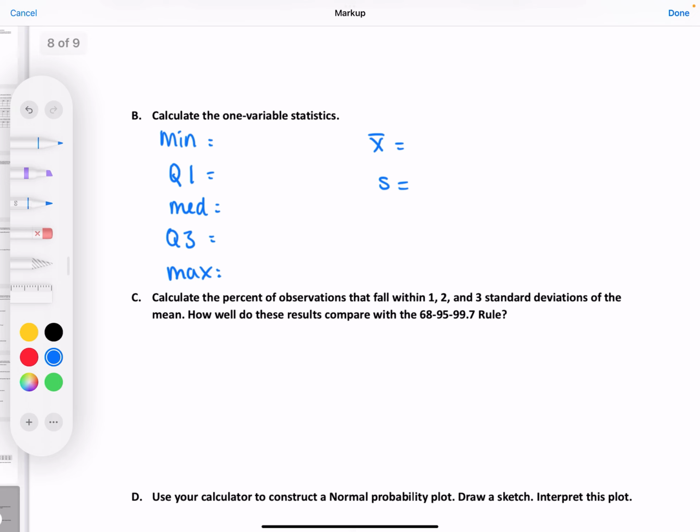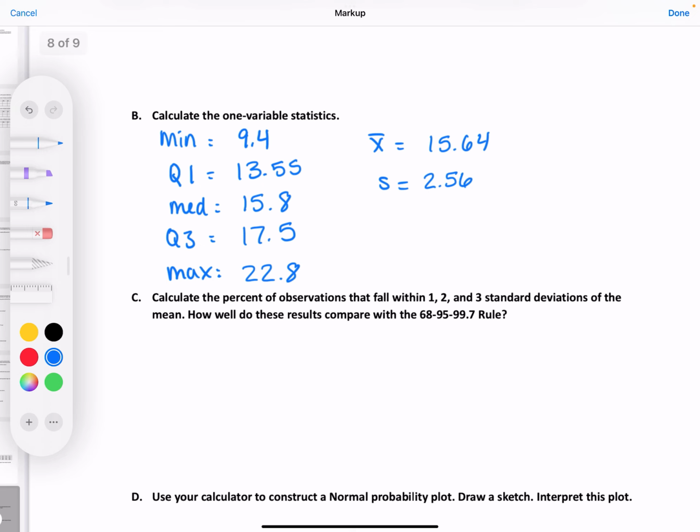The min is 9.4. Q1 is 13.55. Median is 15.8. Q3 is 17.5. Max is 22.8. Then you have 15.64. And then the S, in mine it says SX. That's 2.56.